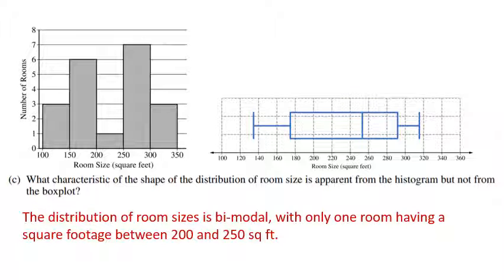Okay, so clearly we can see that it's bimodal. We cannot tell that it is bimodal looking at the box plot. We can't really see that there's very few rooms, actually just one room, that is room size between 200 and 250 square feet. That is absolutely unapparent in the box plot. Okay.